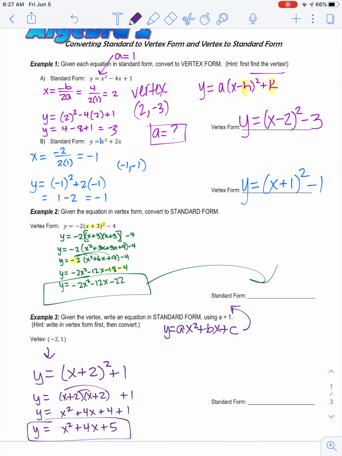All right, so in example 1, we started with standard form and converted to vertex form. And basically in examples 2 and 3, we worked backwards and started with vertex form and converted to standard form. So it's very important to know the difference between vertex and standard form, and now you also know how to convert from one to another. And eventually we'll also talk about a third form called intercept form.